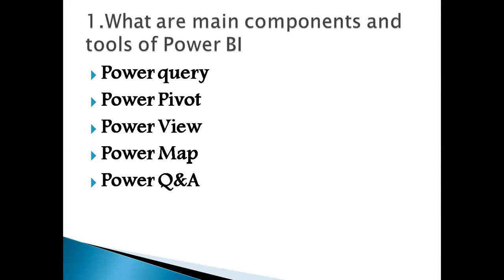The next one is Power Map. If you want to create any geographical maps or any other maps, we use Power Map. And the next one is, sorry, Power Q&A. Q stands for questioning, A stands for answering. Here we can search whatever we want. In this, we can search whatever questions or answers you want, like browsing. In Power BI, if you want to search something, that is known as Power Q&A. So all these are the main components and tools of Power BI.